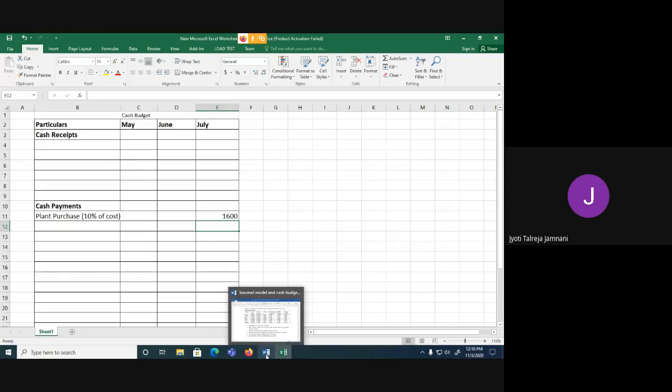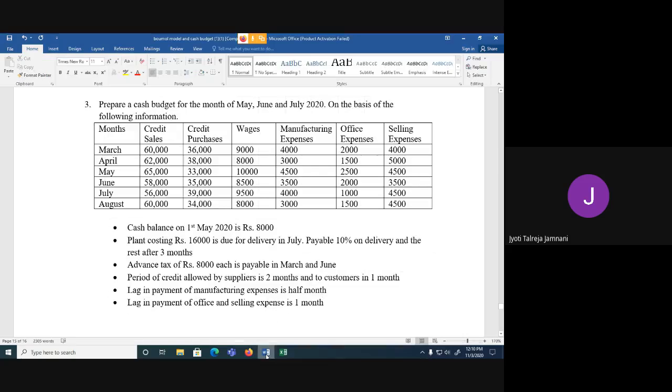So we have finished the first point we have entered. Any doubts with this plant purchase? Why only 1,600 we have taken? Anybody, any doubts?